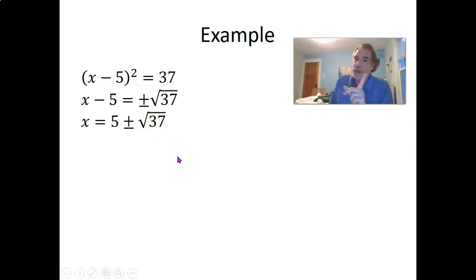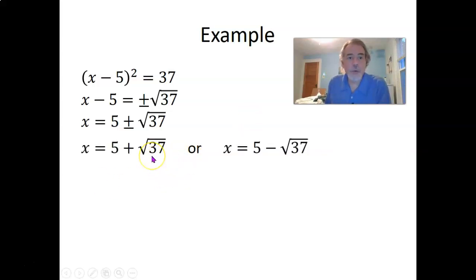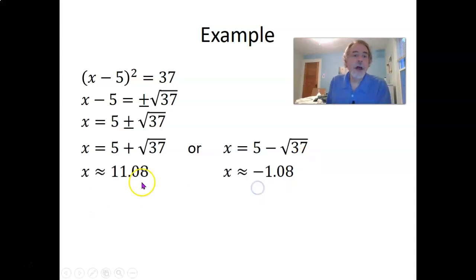So that means we got two possibilities for x. One of those numbers is 5 plus the square root of 37, and the other is 5 minus the square root of 37. Decimal approximations, with the help of a calculator, are approximately 11.08 and negative 1.08. But if we want an exact answer, we can just leave it like this: 5 plus or minus the square root of 37.